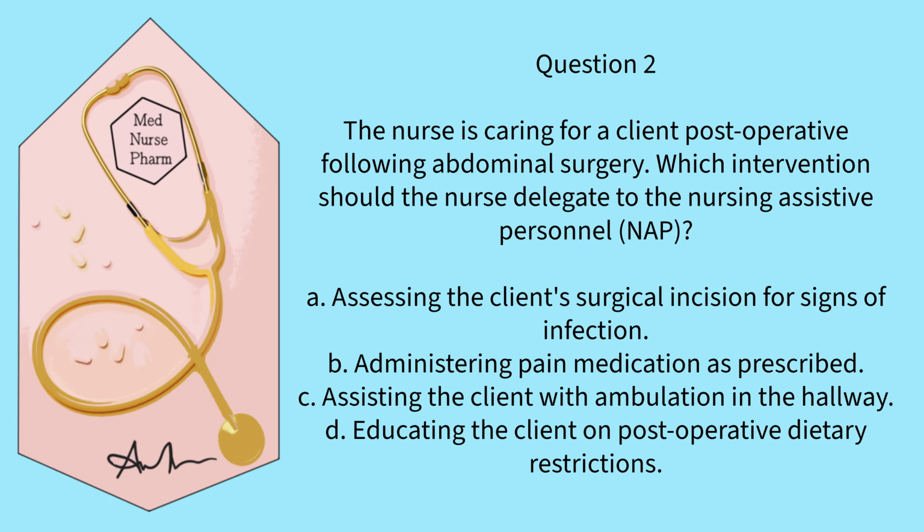Question 2. The nurse is caring for a client post-operative following abdominal surgery. Which intervention should the nurse delegate to the nursing assistive personnel? Assessing the client's surgical incision for signs of infection, administering pain medication as prescribed, assisting the client with ambulation in the hallway, educating the client on post-operative dietary restrictions. Pause the video and select your answer.